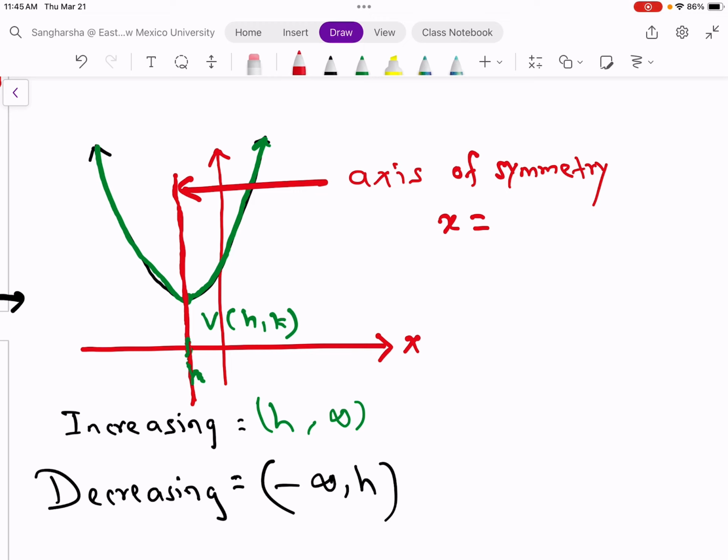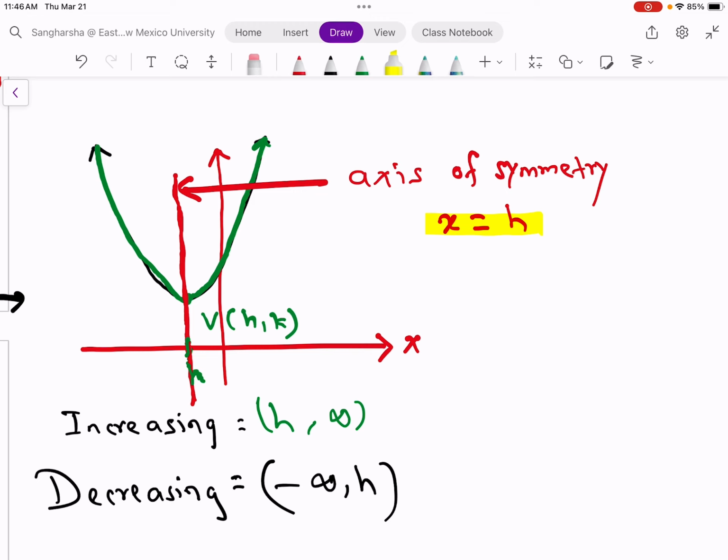Make sure whenever you are writing the axis of symmetry, it has to be in equation form. You must have x equals h, where h is the x-coordinate of the vertex. So it's an equation. When we have the vertex, we are writing a point, but when we have the axis of symmetry, we are writing an equation.